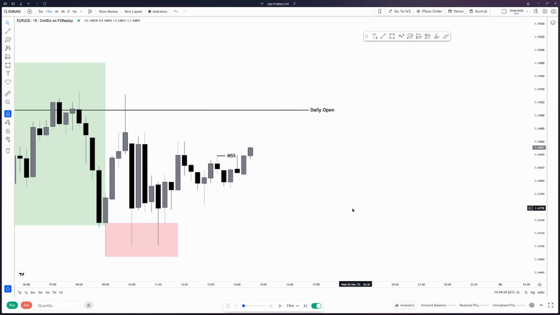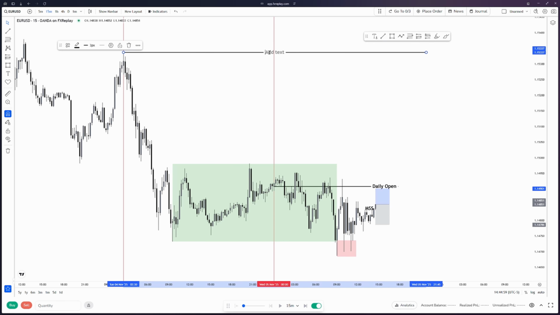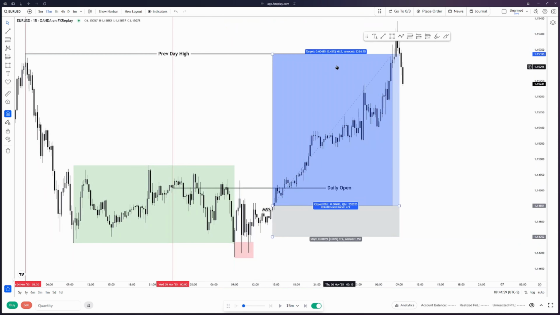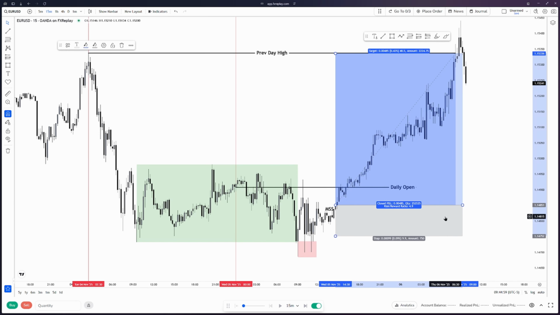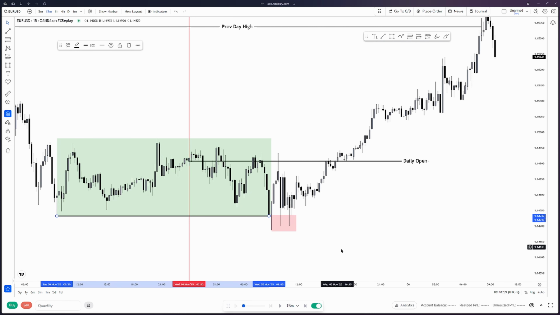Now we have real confirmation. We enter here, stop at the low, target the previous day high. Clean setup, huge upside, simple target. So, like I showed you, this is the mistake you have to keep in mind. Patience is key when spotting this setup.